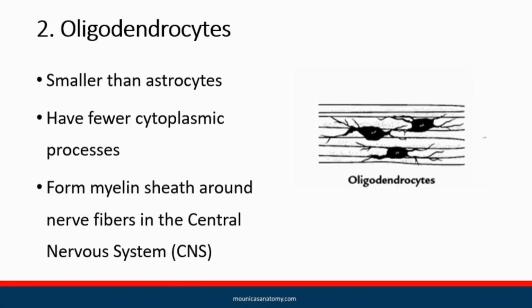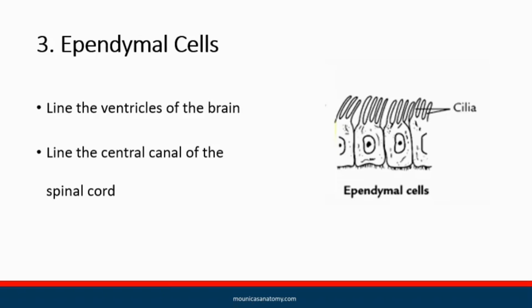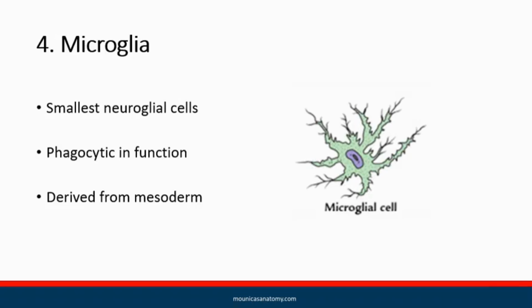Oligodendrocytes are smaller than astrocytes. They have fewer cytoplasmic processes and form myelin sheath around nerve fibers in CNS. Ependymal cells line the ventricles of brain and central canal of spinal cord. Microglia are the smallest neuroglial cells. Their function is phagocytosis and they are derived from mesoderm.